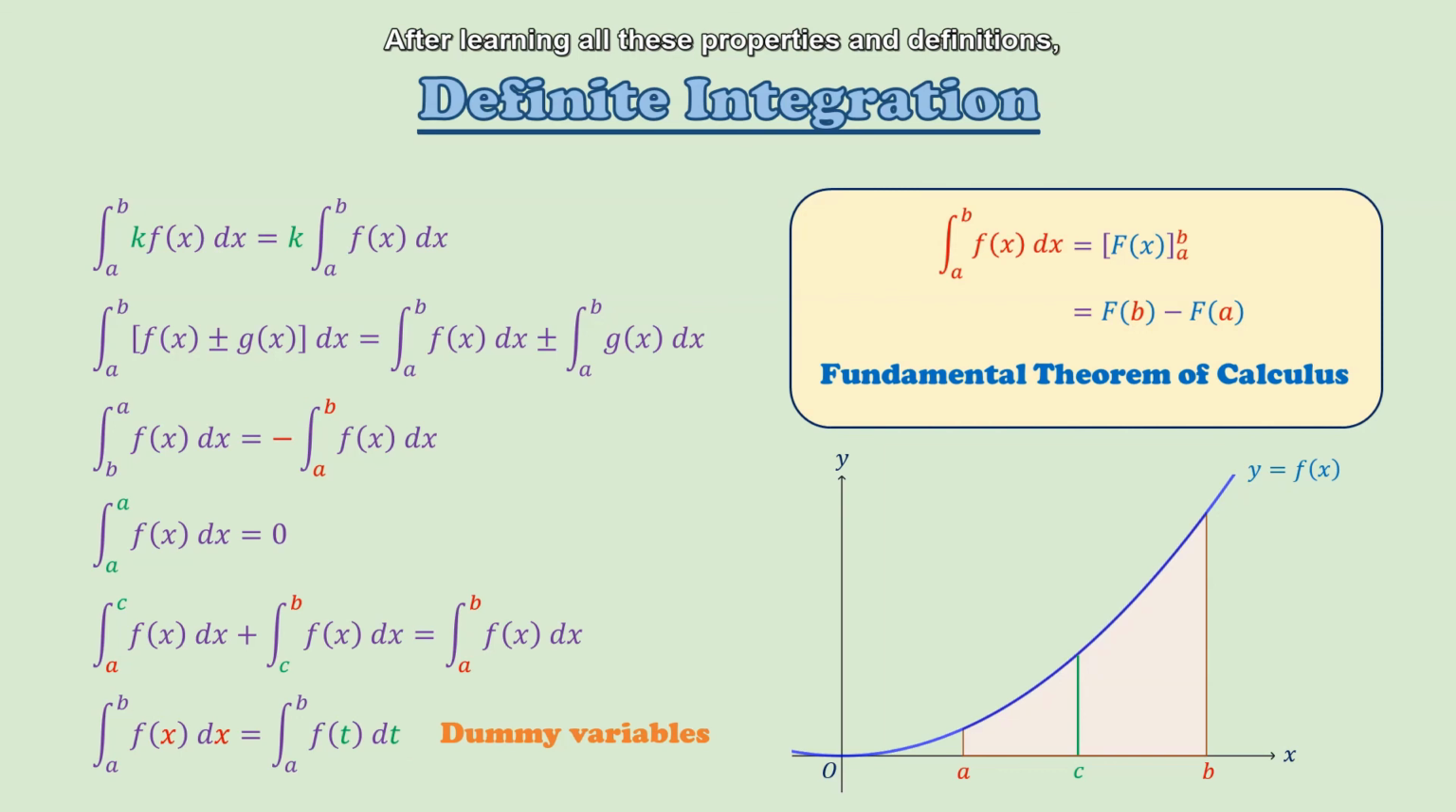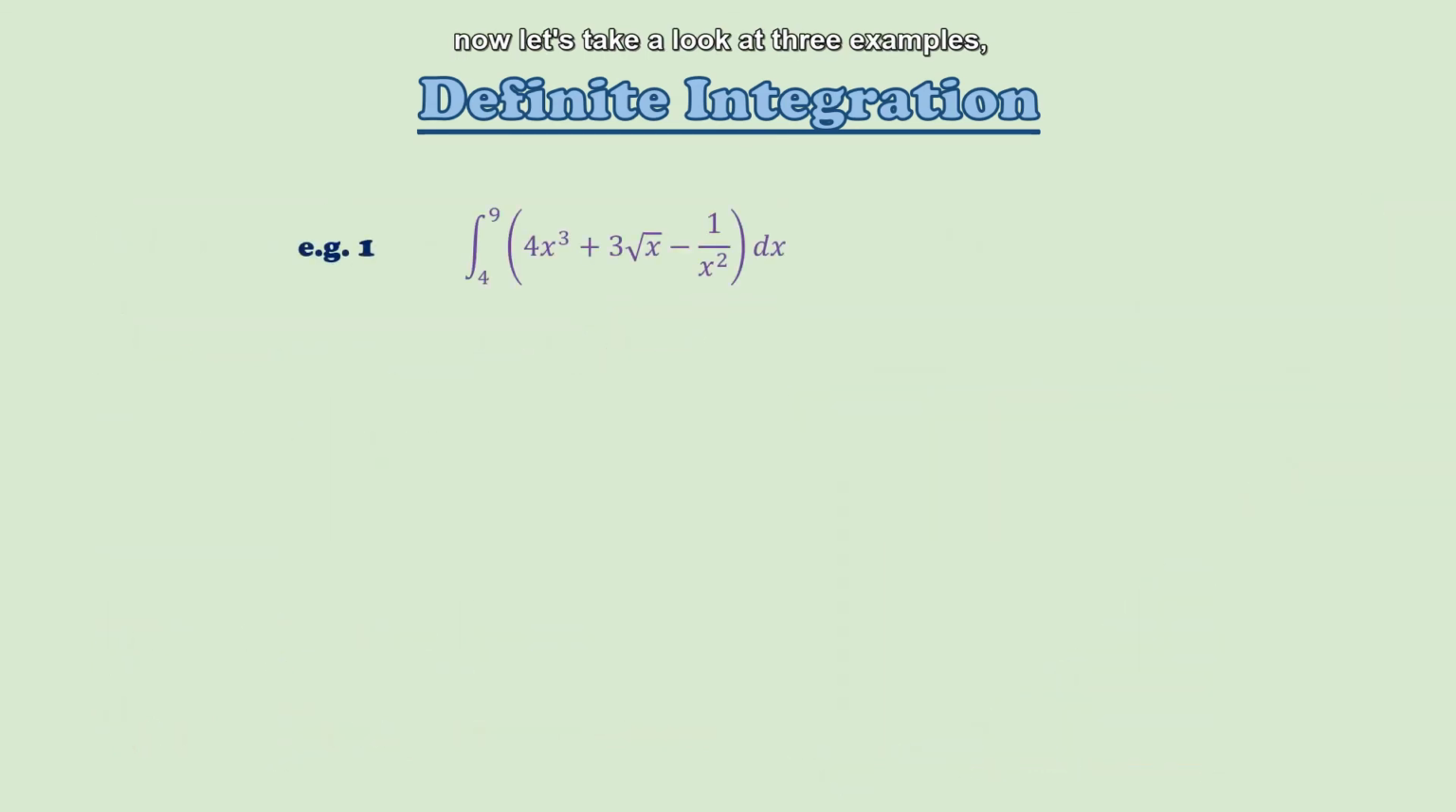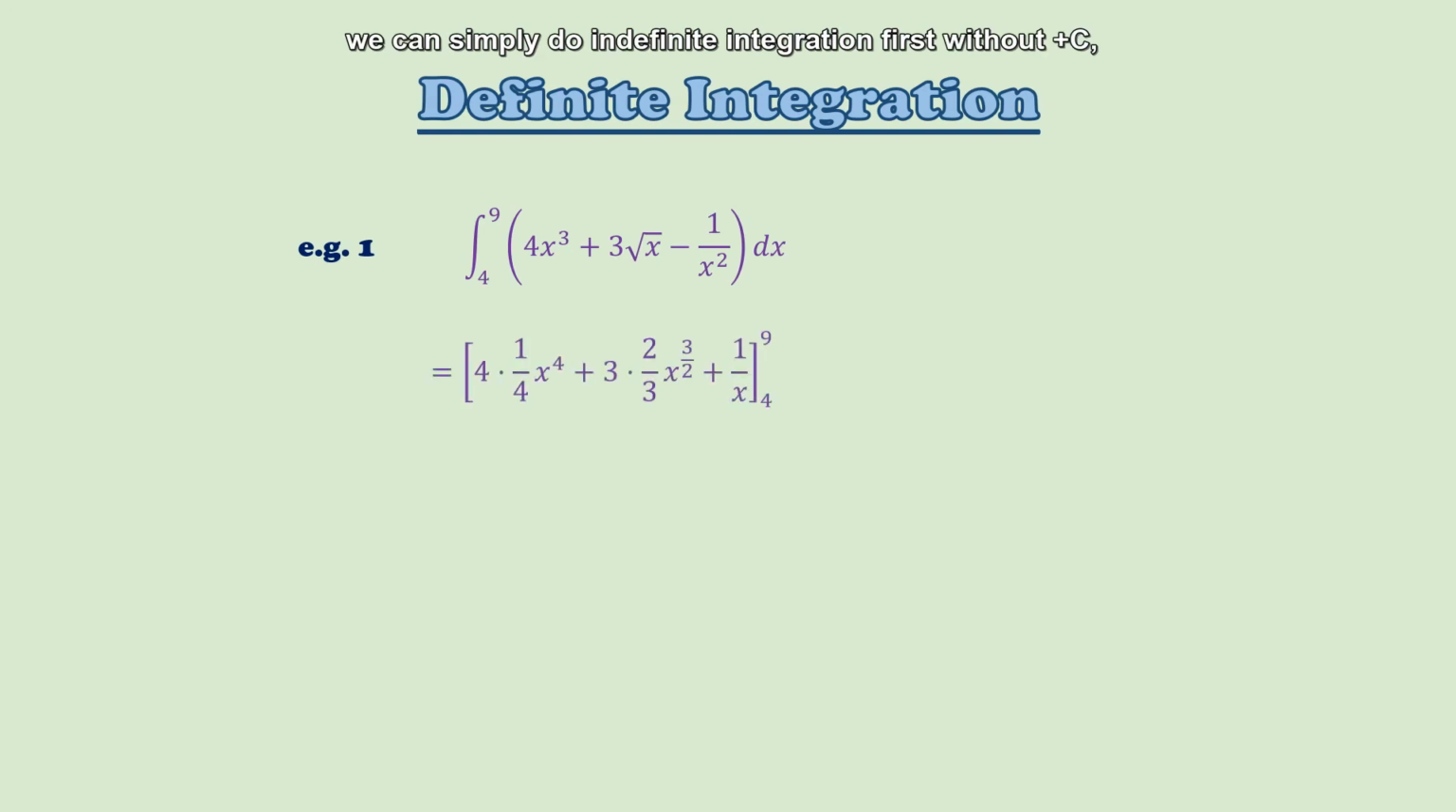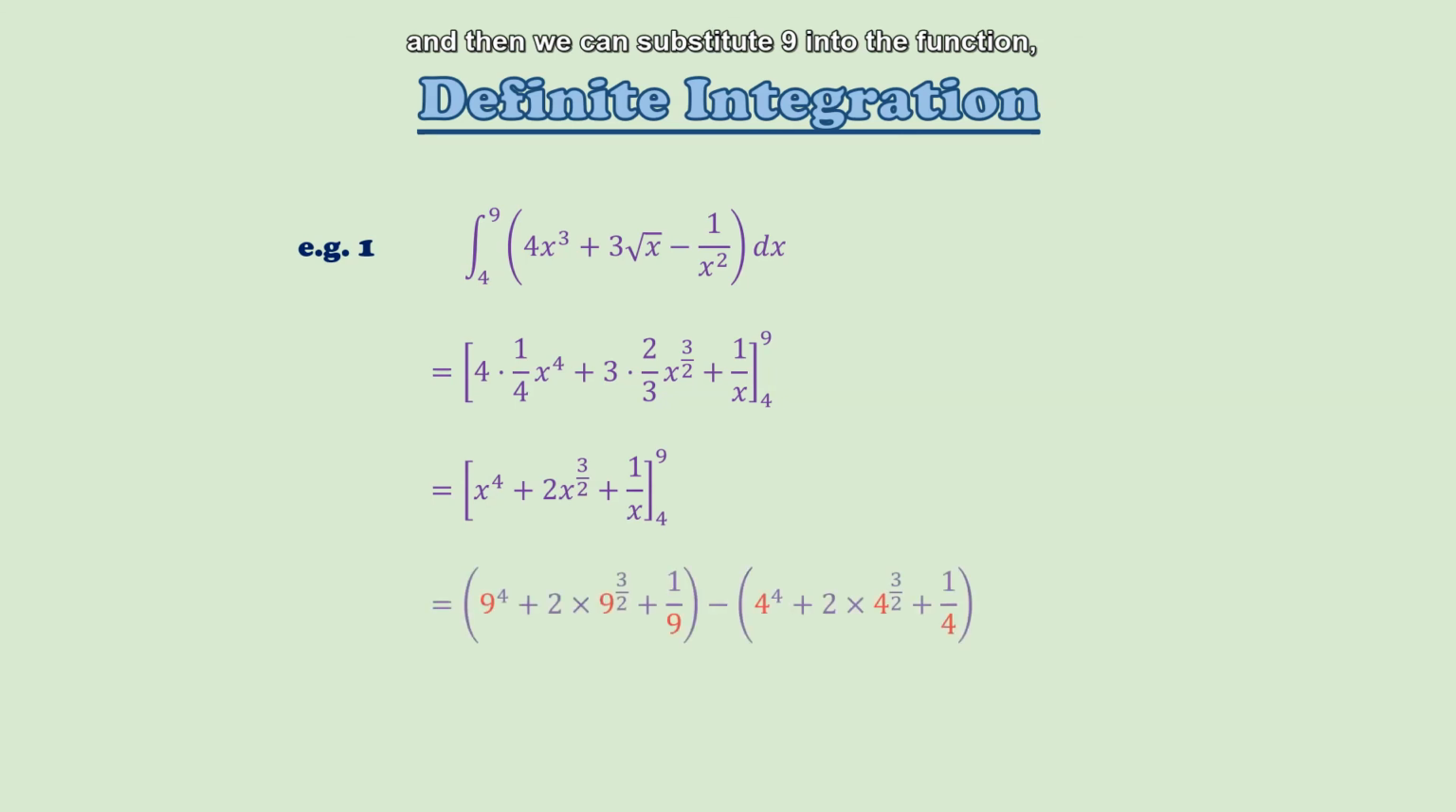After learning all these properties and definitions, now let's take a look at 3 examples and see how we should do definite integration. In the first example, to evaluate this definite integral, we can simply do indefinite integration first without plus c. And then we can substitute 9 into the function and then 4 into the function and then do subtraction. And that's the final result.